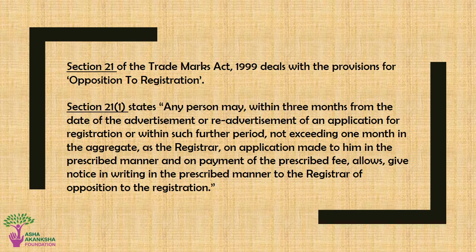3 plus 1 months. Section 21 of the Trademarks Act 1999 deals with the provisions for opposition to registration. Section 21 Clause 1 states, any person may within 3 months from the date of the advertisement or re-advertisement of an application for registration, or within such further period not exceeding 1 month in the aggregate, give notice in writing in the prescribed manner to the registrar for the opposition to the registration.